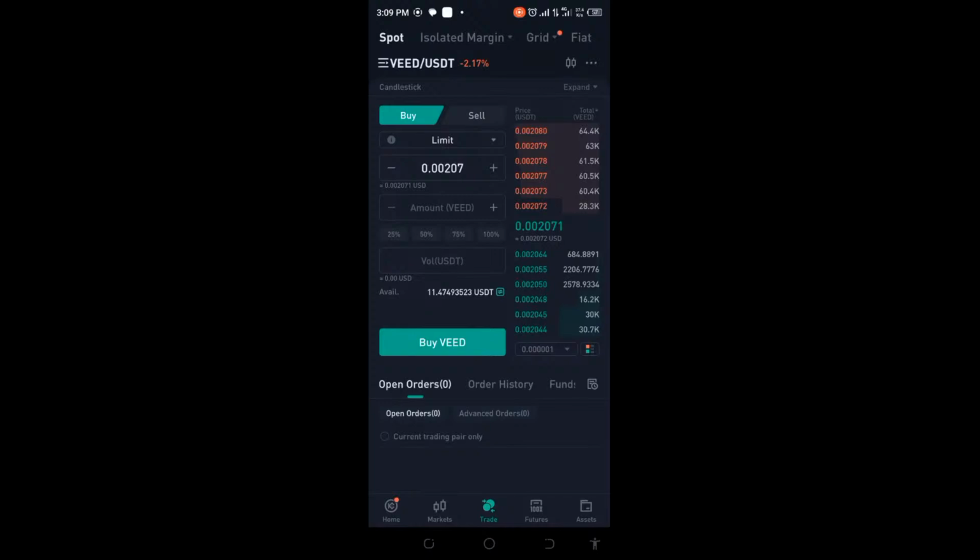Let's start by simulating. We have VEED/USDT. So let's go ahead and do this. So first and foremost, let's just do a basic simulation.